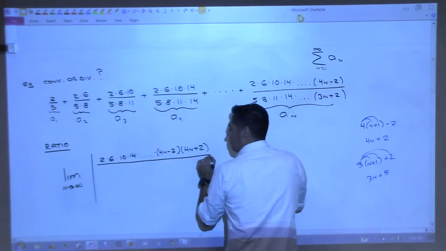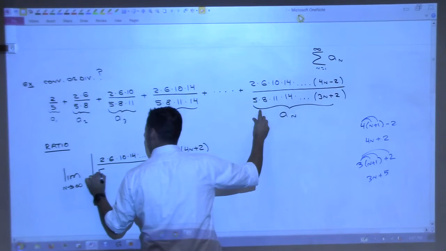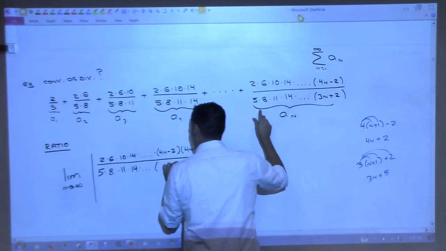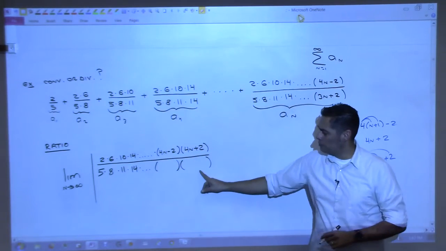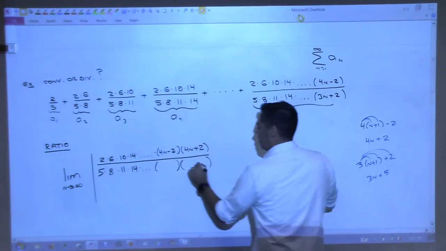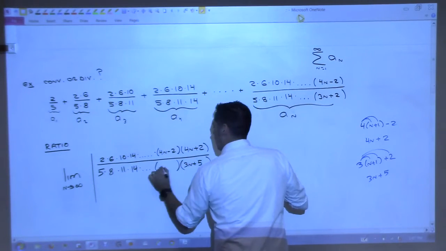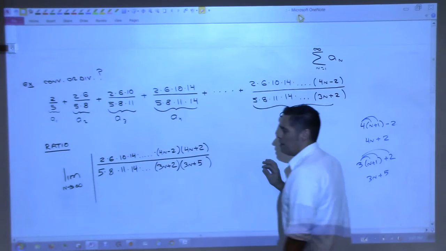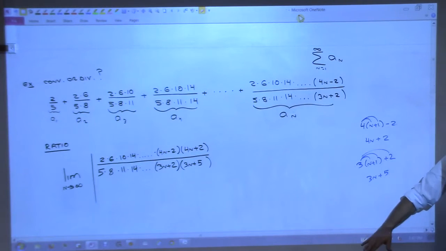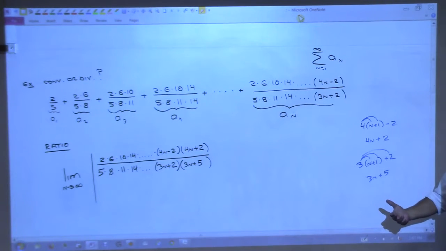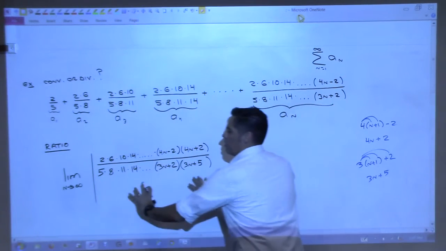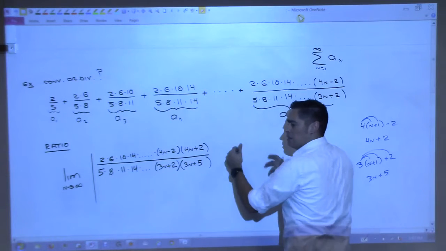That over, now the bottom is going to be 5 times 8 times 11 times 14 times dot, dot, dot. Now give me the last one here. What's that one? 3n plus 5, and the one right before it? 3n plus 2, right? So that's a sub n plus 1. I'm supposed to divide that now by a sub n, which is that one. So I'm supposed to take all of that and put it underneath here. But I'm going to flip it and put it over here.